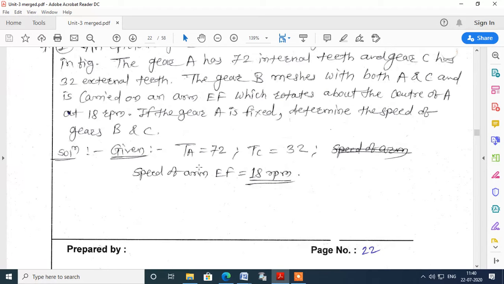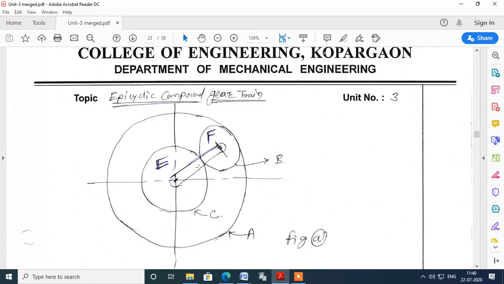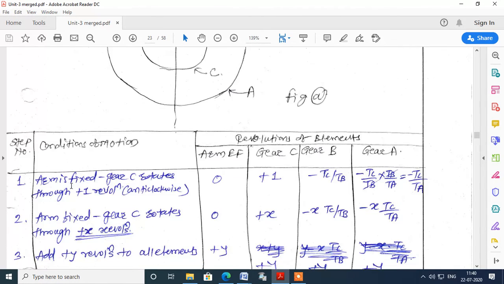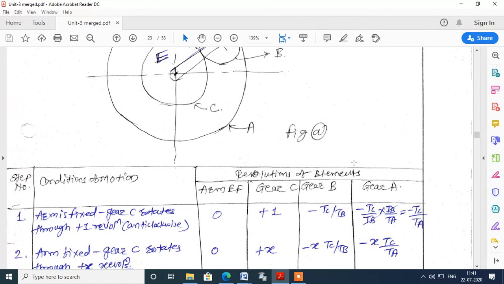After reading the problem, we have to write down the given quantities. We have written the given quantities, and the figure is with us. So our first step is to draw the table. The first column is step number, the second is conditions of motion, and the third column is revolution of elements. Now carefully we have to write down the revolution of elements.